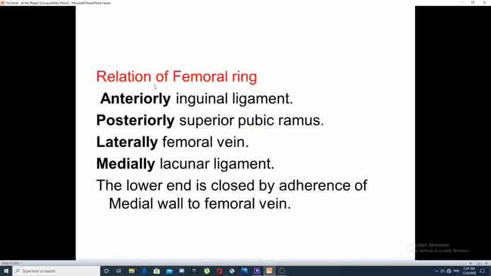The relations of the femoral ring: anteriorly, the inguinal ligament; posteriorly, the superior pubic ramus; laterally, the femoral vein; medially, the lacunar ligament. This lacunar ligament represents the medial end of the inguinal ligament. The lower end of the femoral canal is closed by adherence of the medial wall to the femoral vein.